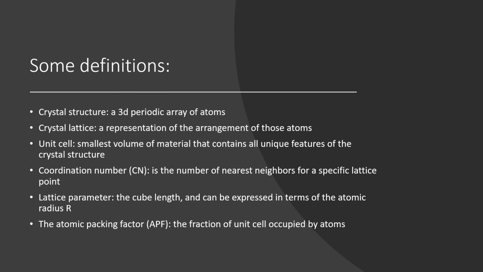A crystal structure is a 3D periodic array of atoms. The crystal lattice is a representation of the arrangement of those atoms. A unit cell is the smallest volume of material that contains all unique features of the crystal structure. The coordination number is the number of nearest neighbors for a specific lattice point. The lattice parameter is the cube length and can be expressed in terms of the atomic radius r. Lastly, the atomic packing factor is the fraction of the unit cell occupied by atoms.